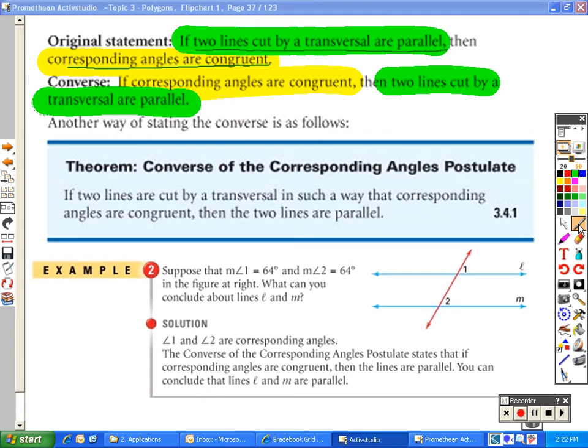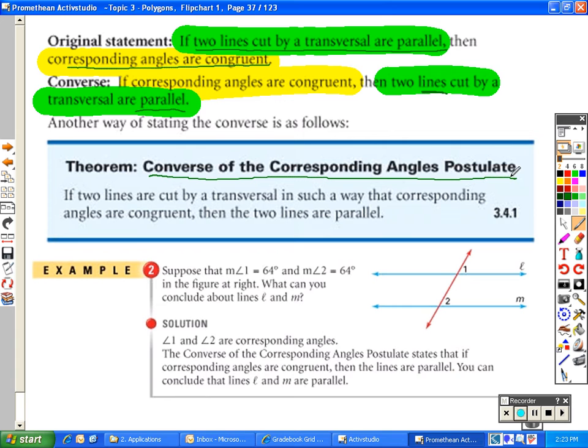All right. This theorem is just like the corresponding angle theorem that said 2 lines cut by a transversal, then corresponding angles are congruent. Except now it gives us something else. It says if we have 2 lines and angles that are corresponding and they're congruent, then the lines themselves have to be parallel. This is how we are going to prove that lines are parallel. We would refer to this theorem by the converse. We will literally say the converse of the corresponding angles postulate. If 2 lines are cut by a transversal in such a way that the corresponding angles are congruent, then the lines are parallel.